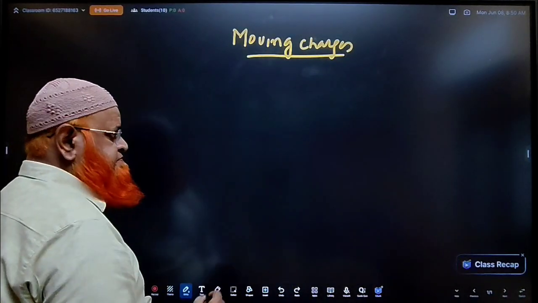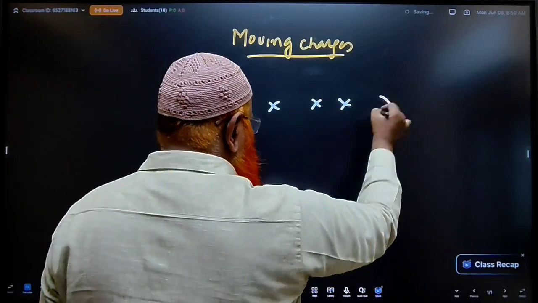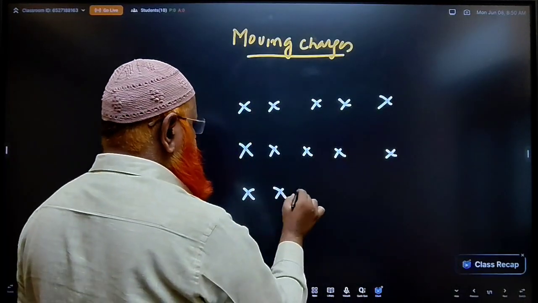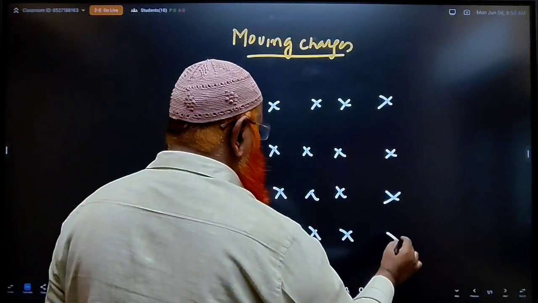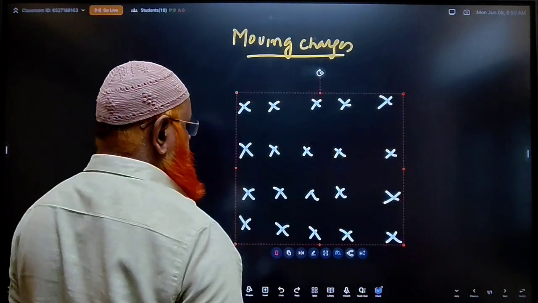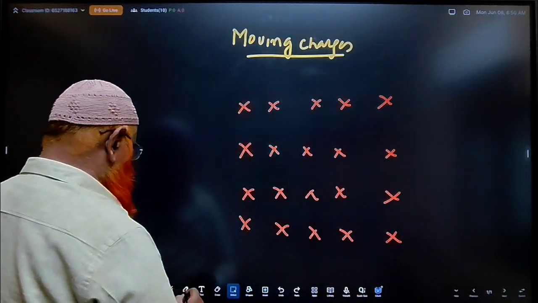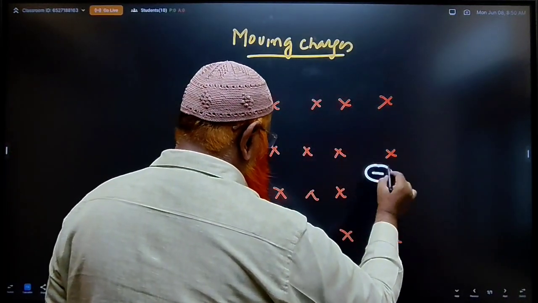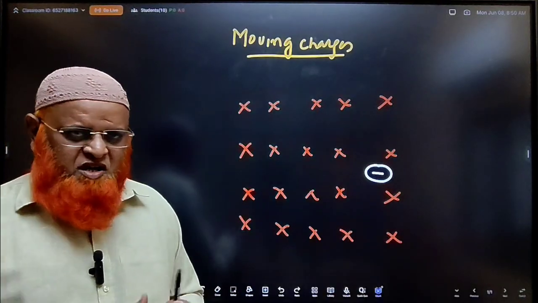For example, see, this is a magnetic field. So in this magnetic field, if you consider any charged particle, what is the meaning of this "into"? What is the meaning of this "into"?